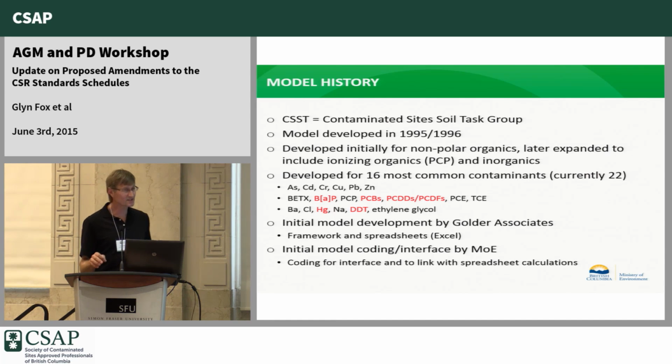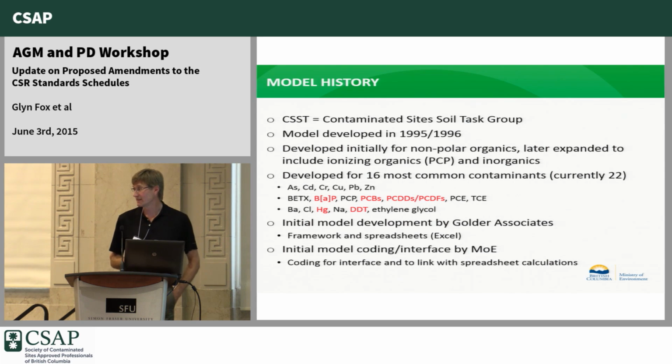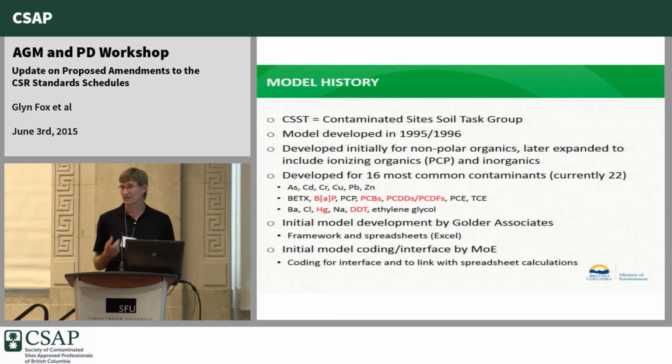So at the time, it was like 16 substances. Over the years, it expanded to 22. And then you can see the substances there. What's in red? These are in SCED 5 as a matrix, but we actually don't calculate a water use. We don't calculate a soil standard for a water use pathway for those substances because they're deemed just insoluble.